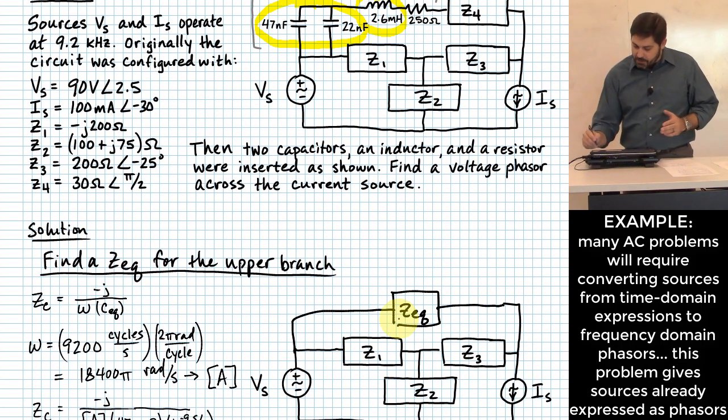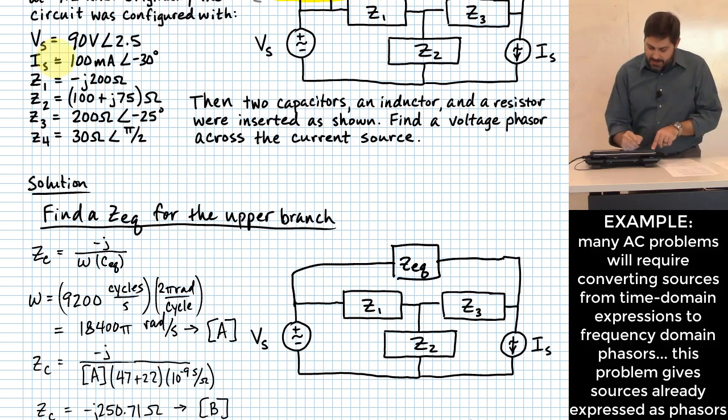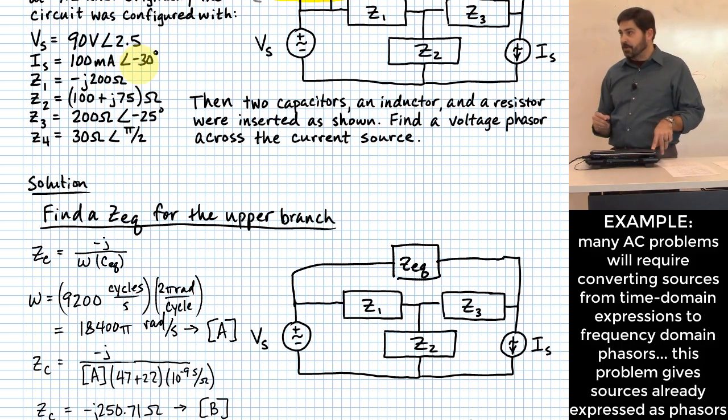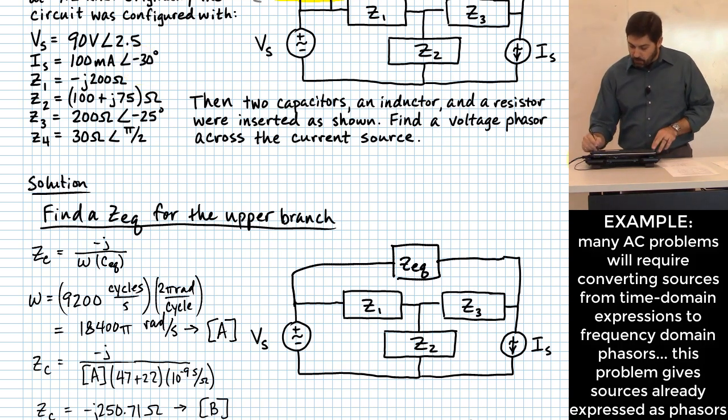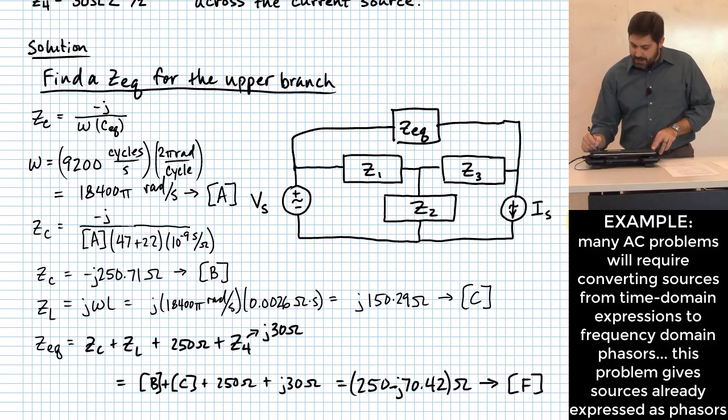Okay, is there anything I need to do with my sources? I've got a VS that is 90 volts at an angle of 2.5 and an IS that's 100 milliamps at an angle of negative 30 degrees. I look at those, I don't think there's that much that I need to do with those right away. So I think they're already expressed in phasor form, and so we should be good on that. So what do you think we need to do next?